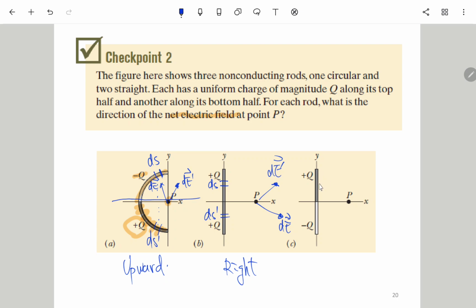For this one, the only different thing is that this part is negative Q rather than positive Q. So here similarly ds here, and then ds prime here. For ds, it will be the same as question B, so dE pointing to the bottom right. But for ds prime, this is negative charge, so dE prime will be pointing to the bottom left. So the total E field will be pointing downward.